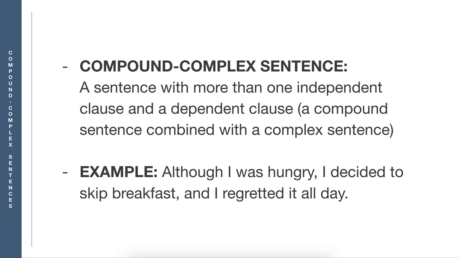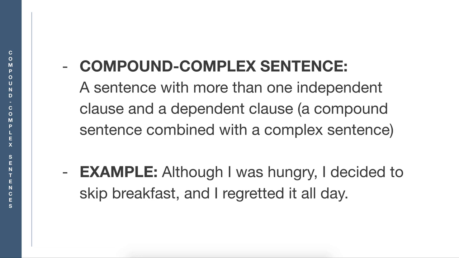We then have, "I decided to skip breakfast." That is an independent clause. It can stand on its own. And then finally we have, "I regretted it all day." Now you will notice, based on what we've talked about in this video and in past videos, we have combined those clauses correctly here. So we have a dependent clause followed by an independent clause. In that situation, we need a comma between the two. Therefore, we put a comma after "hungry."